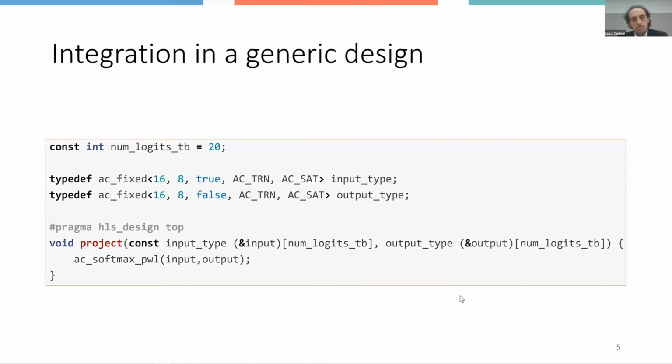As a preliminary example, this is how you would use the softmax function from Mentor in a generic design. I just want to highlight how the function takes as an input arrays, uses ACFix as data types, and that you can choose the precision of the input and output values.